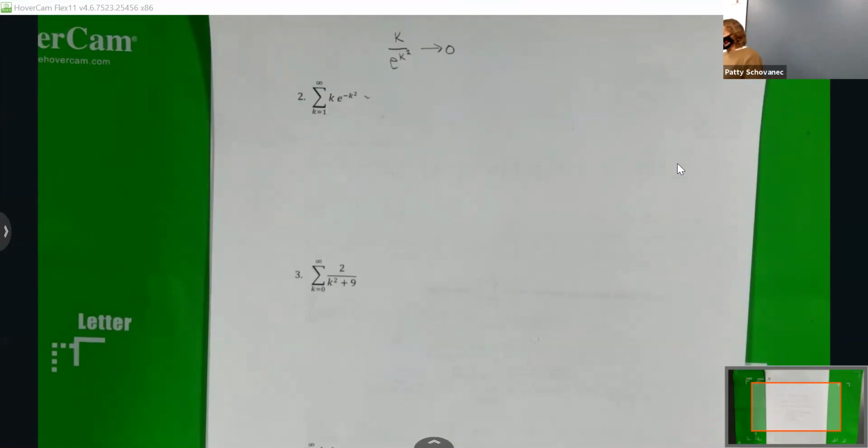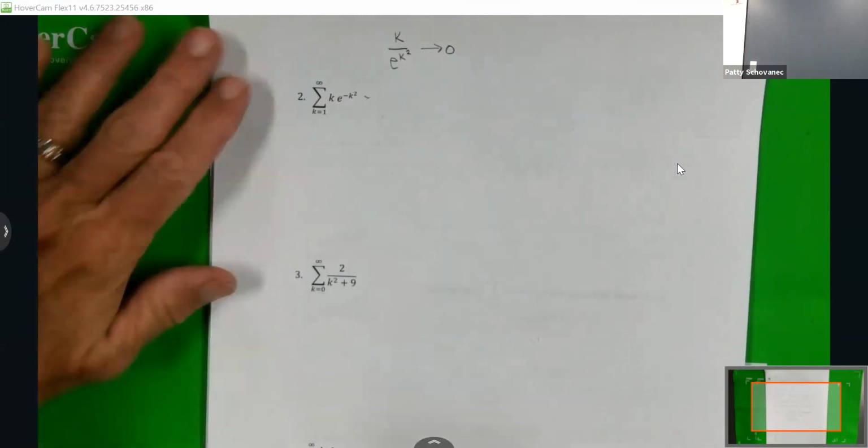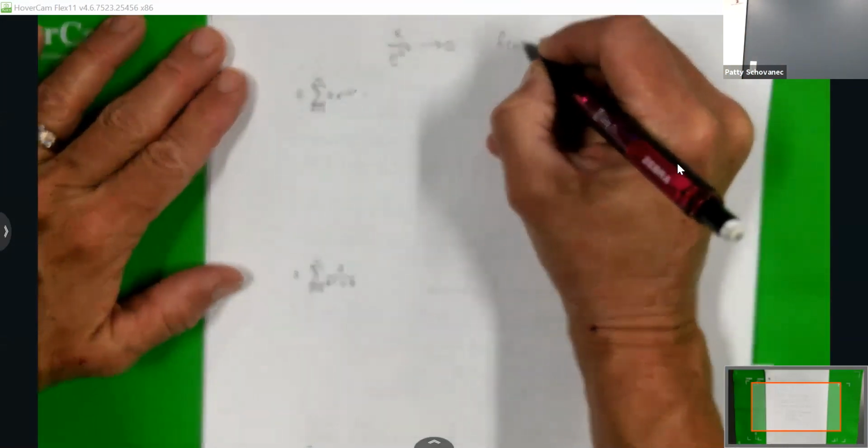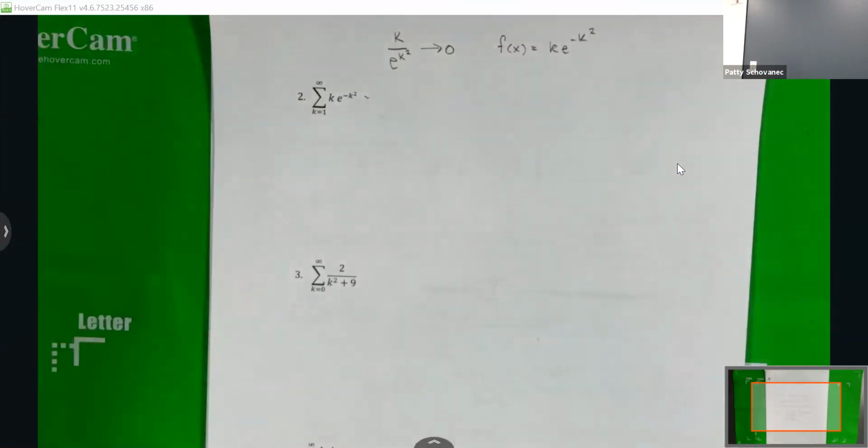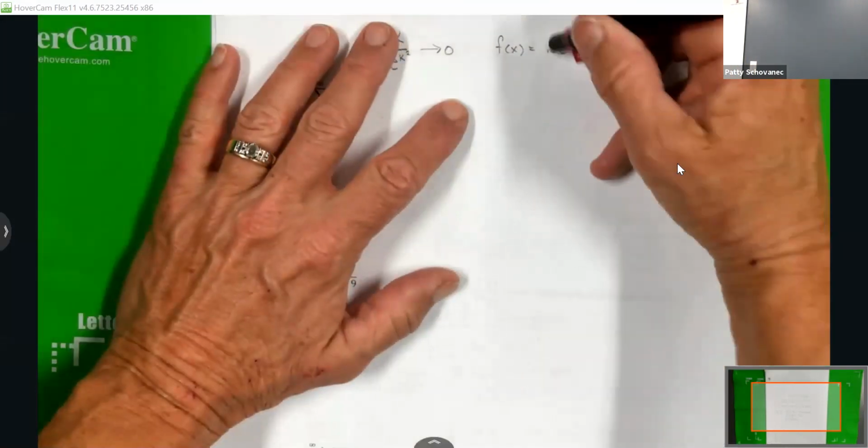It is a positive term series. E is a positive number. K is a positive number from 1 to infinity. So I've got a positive term series. That means I just need to consider this function, f of x equals x e to the negative x squared. I've got to figure out if that's decreasing or not. By itself, e to the negative x squared is decreasing pretty darn fast, right? Because e to the negative x is a decreasing function. And I meant to use an x and not a k.